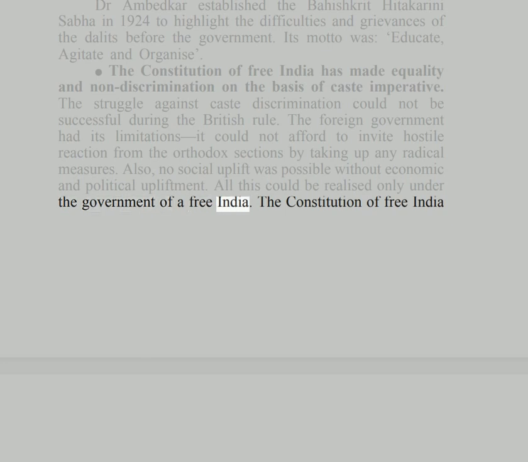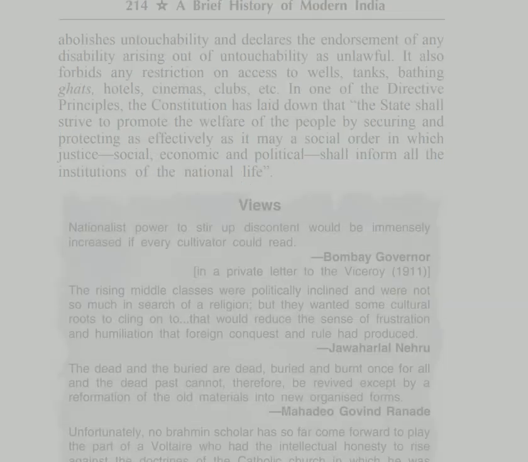The Constitution of Free India abolishes untouchability and declares the endorsement of any disability arising out of untouchability as unlawful. It also forbids any restriction on access to wells, tanks, bathing ghats, hotels, cinemas, clubs, etc. In one of the directive principles, the Constitution has laid down that the state shall strive to promote the welfare of the people by securing and protecting as effectively as it may a social order in which justice, social, economic and political, shall inform all the institutions of the national life.